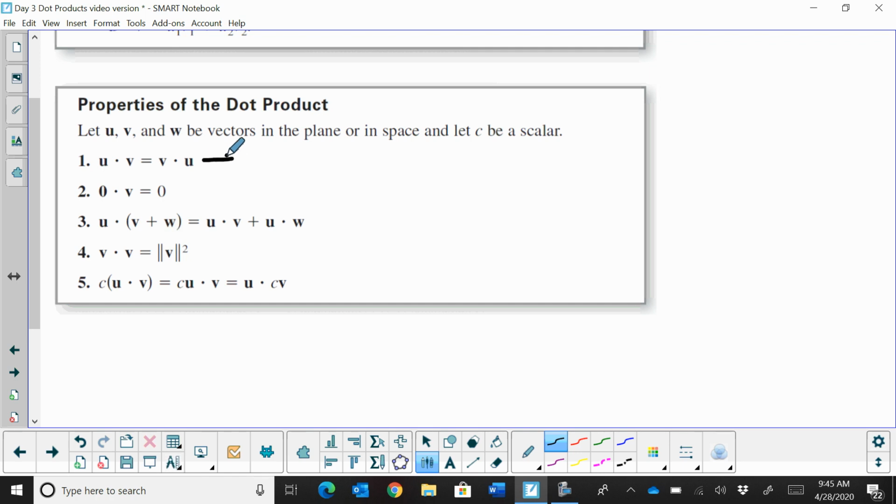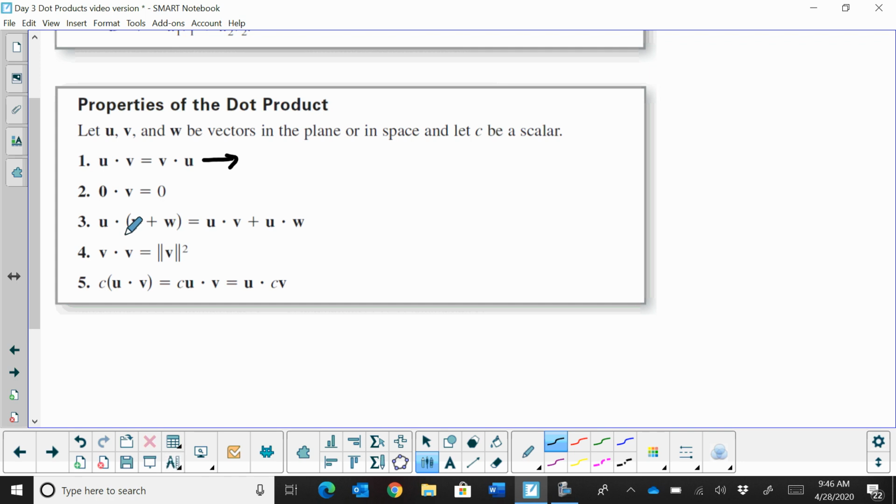And remember, the answer is a scalar. It's a number. The second property is that when we take 0 times any vector, we get 0. So 0 dot a vector is the answer 0, because remember, the answer is a scalar. It's a number.